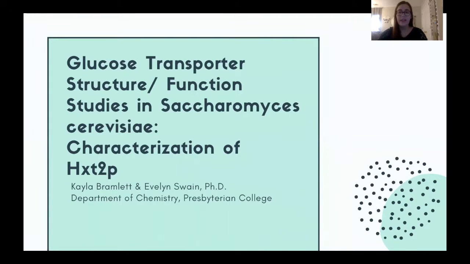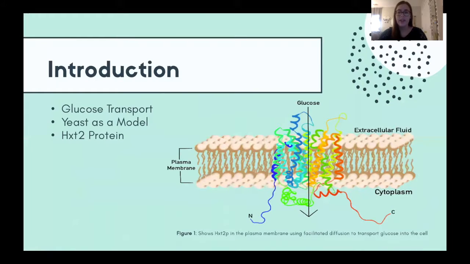Under the guidance of Dr. Swain, my research this summer was looking at glucose transporter proteins in Saccharomyces cerevisiae, specifically HXT2, and how its function relates to its structure. Just to give a brief introduction, I'm going to start by telling you about glucose transport, why we're using Saccharomyces cerevisiae, or yeast, as a model, and a little bit about my protein.